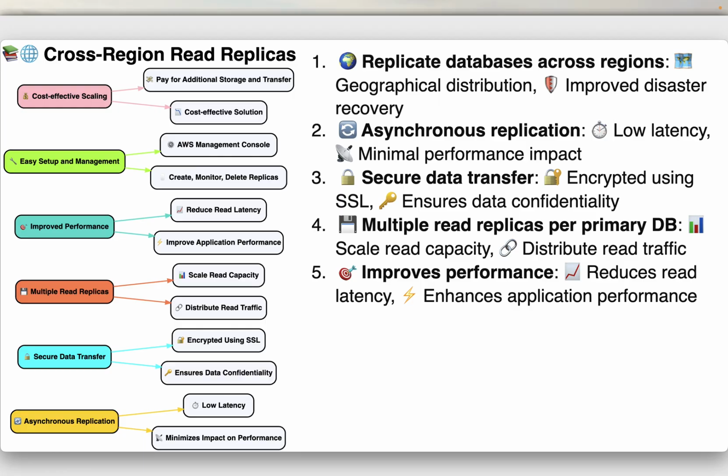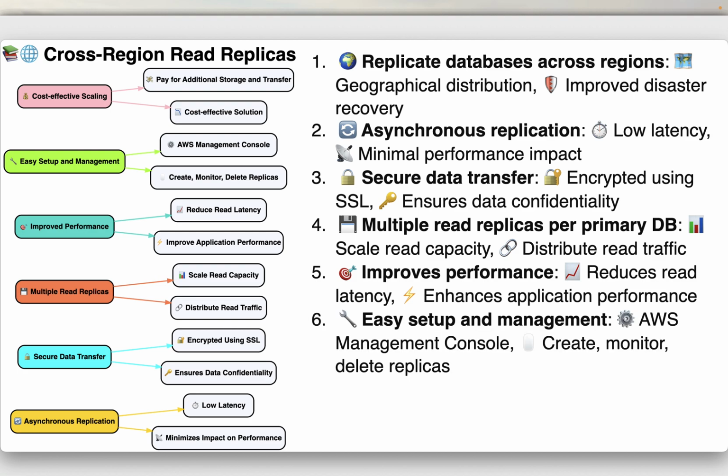Okay, fifth, improves performance and reduces read latency. By placing read replicas closer to your application's users, you can reduce read latency and improve the overall performance of your application. So read replicas can also serve the customer, but only if they are doing a read operation.